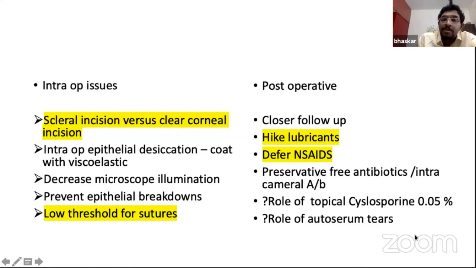You would want to hike up the lubricating drops in the postoperative period. You would want to defer NSAIDs. You would probably prefer a preservative-free antibiotic in the postoperative period. You could consider autologous serum or topical cyclosporine in the postoperative period if the patient can come for follow-ups and is clear about maintaining the autoserum tears in a hygienic manner.